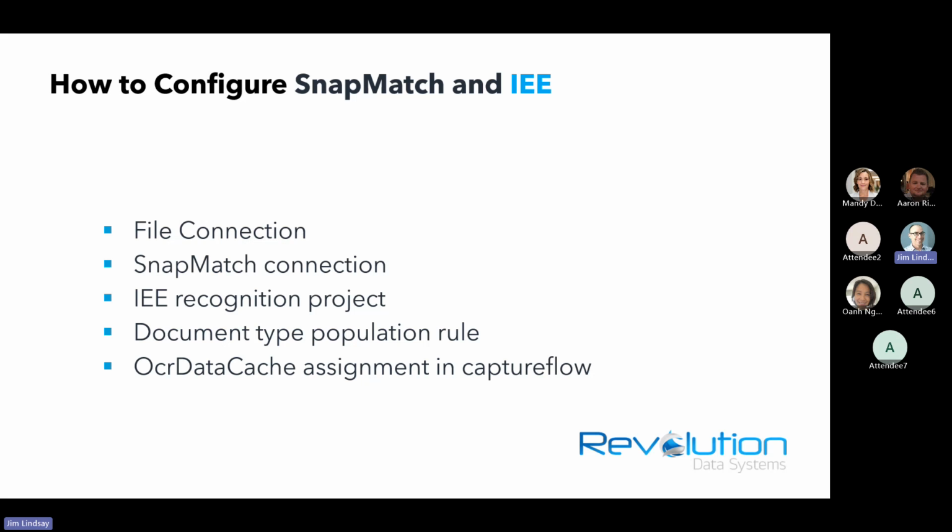Well, our first look will be how to configure SnapMatch, and Juan, my colleague, is going to give us a look at the configuration experience from the admin perspective. And Juan, I understand you're going to be showing this to us in 5 parts. So you'll be showing us the file connection, the SnapMatch connection, the IEE recognition project, the document type population rule, and then finally the OCR data cache assignment in capture flow. All right, Juan, you want to show us what that looks like?